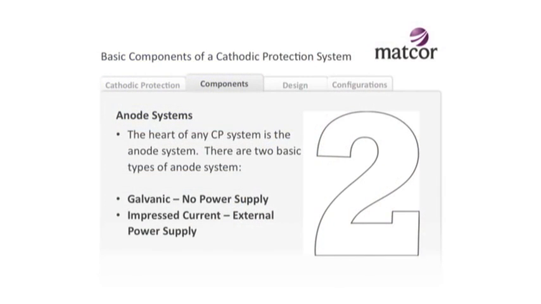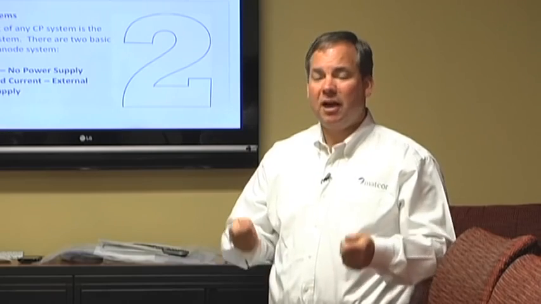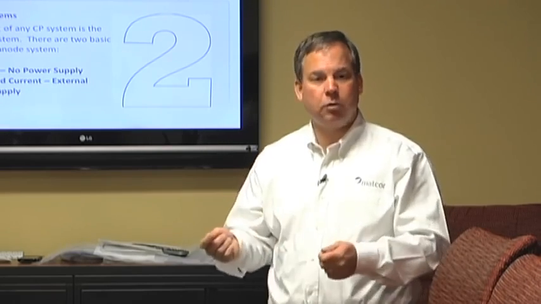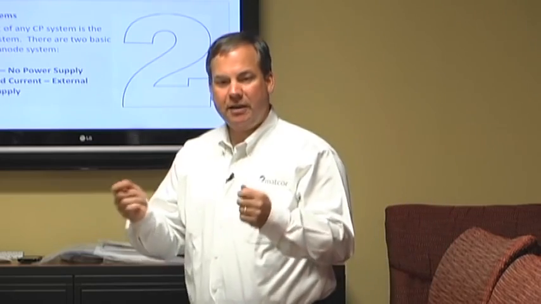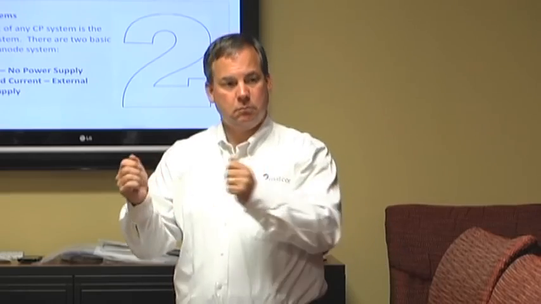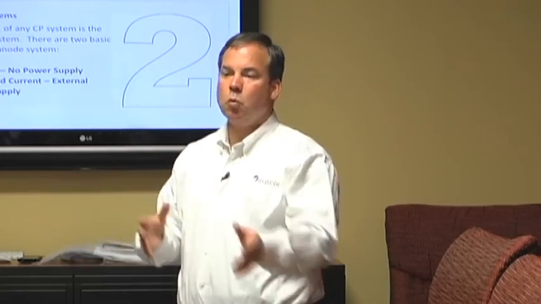But the galvanic anodes have no power supply associated with them. And I'll talk about that in just a second. The impressed current anodes, and that's what mostly we manufacture here at MatCor, is impressed current anode systems. Impressed current anode systems have power supplies, okay? There's pros and cons to each, and we're going to go through that in just a minute. But again, galvanic or sacrificial, no external power supply. Impressed current, you can put as big a power supply on them as the system warrants.